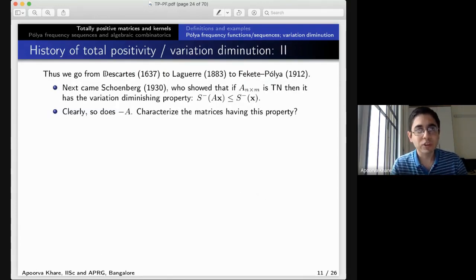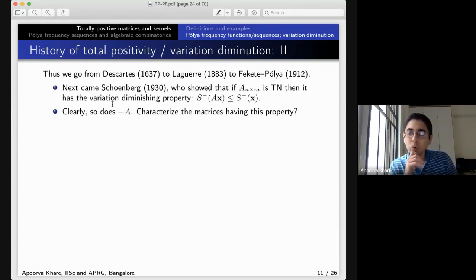So we have gone from Descartes' rule of signs to Laguerre's formulation, which was proved by Fekete and Polya, who coined the name variation diminishing property. And then we come to Schoenberg, who proved the same property not for infinite matrices, but for the finite matrix case in 1930.